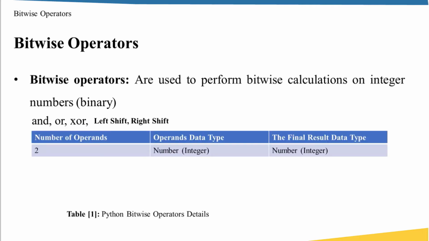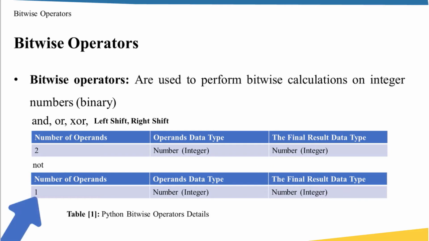For all of them except NOT, these operators take two operands, and these operands should be numbers, especially integers, and we transform these integers to binary before doing any calculation. Once we execute any one of these operators, the result is also an integer number. For the case of NOT, the number of operands is 1, the operand data type should be an integer, and after we apply this operator, the result is also an integer.